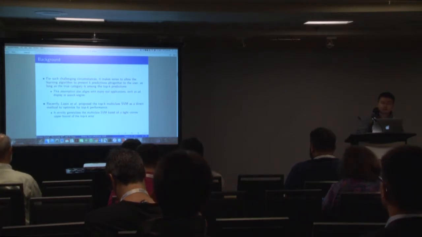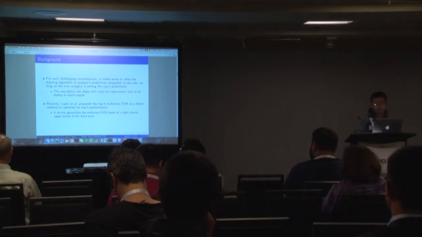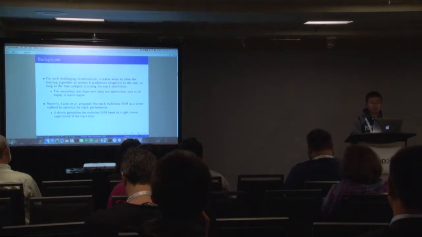When you search something using Google or Yahoo, you always expect your results are within the top 10 or top 20 results. So recently, some researchers proposed the top K multiclass SVM as a direct method to optimize for the top K performance. It strictly generalizes the multiclass SVM based on a tight convex upper bound of the top K error.